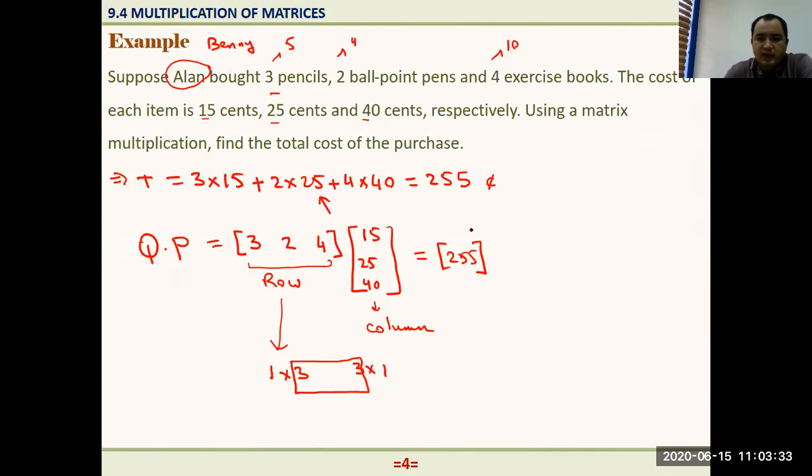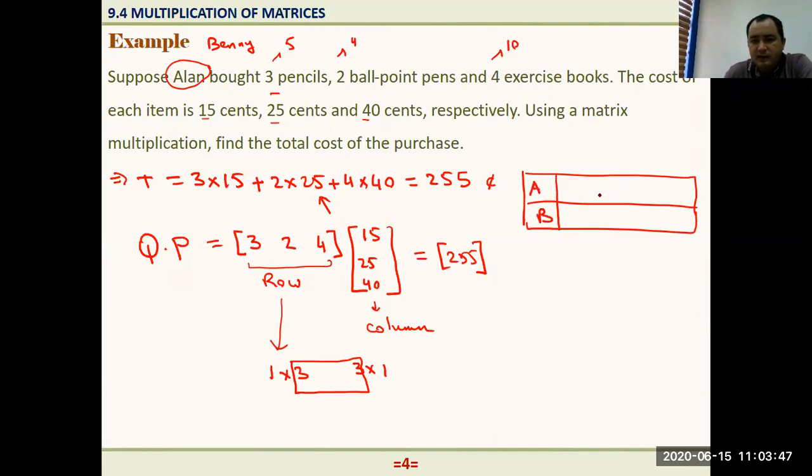All right. Now, if I make a table here, what do we have? Here we have Alan, here we have Benny, and they bought 3 different items. All right. The first one is pencil. Second one is ballpoint pen. Third one is exercise book.